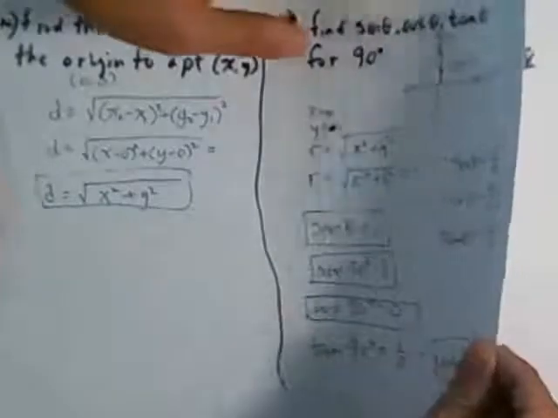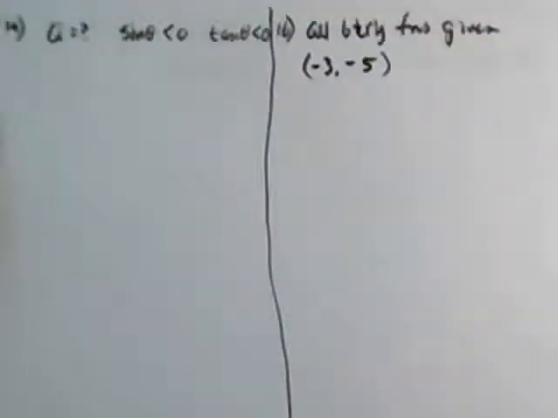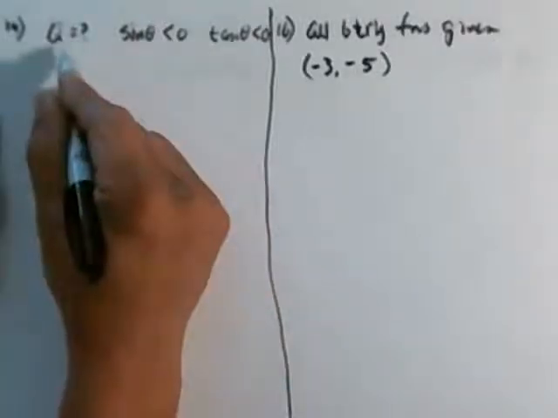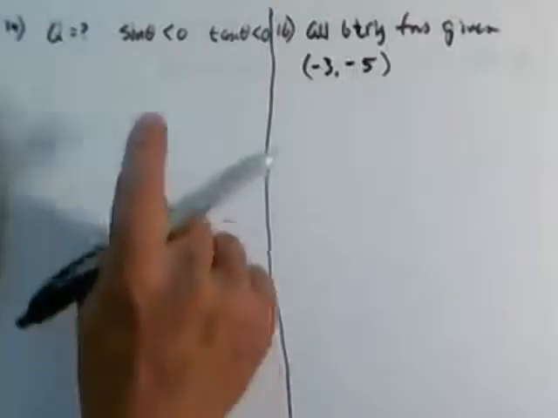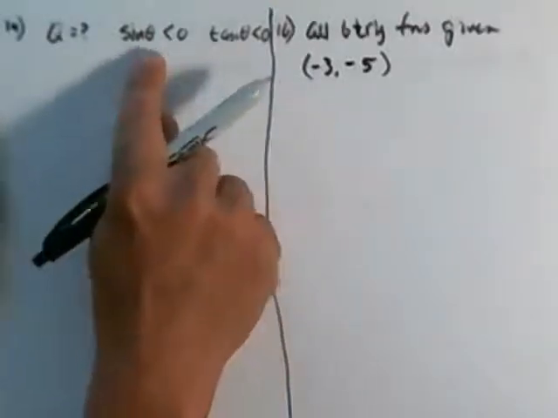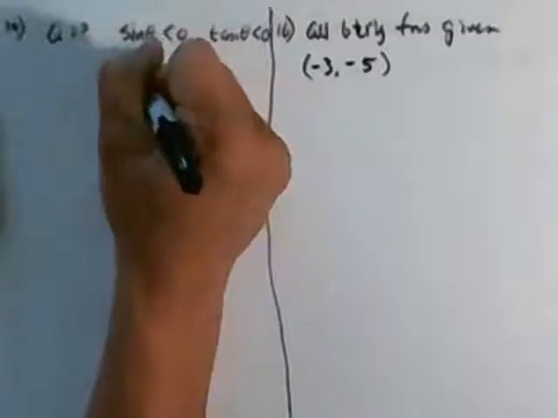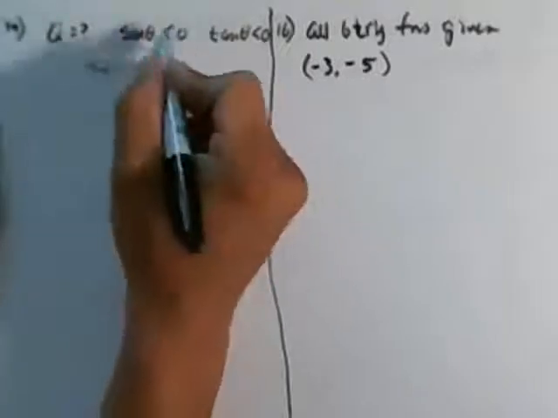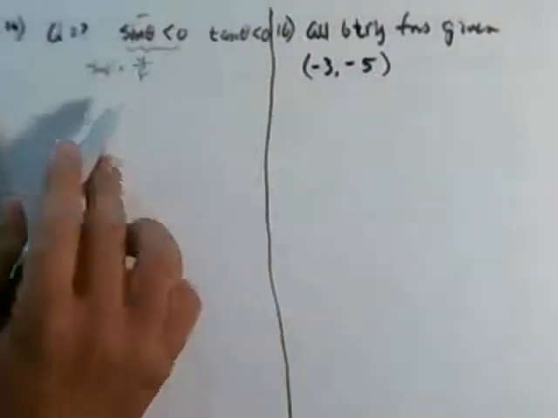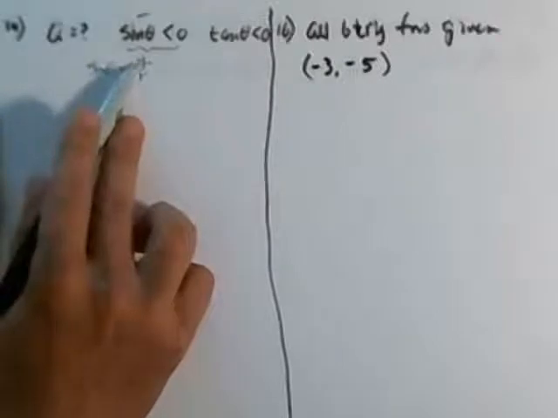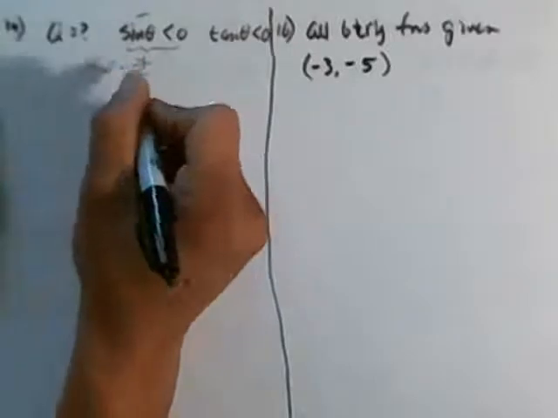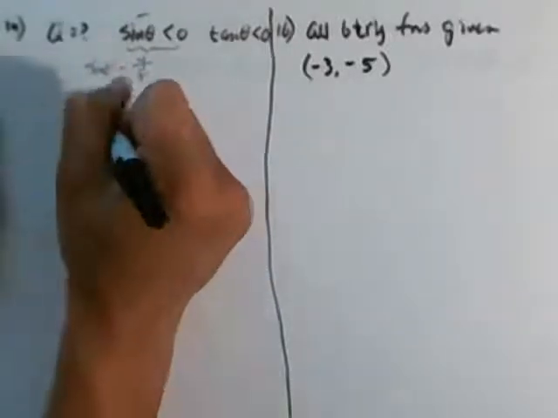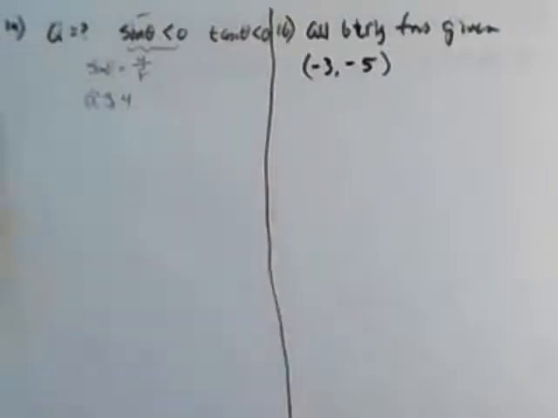That was number 12. Next problem, number 14. I want to find which quadrant theta will lie in if sine of theta is less than 0 and the tangent of theta is less than 0. Sine of theta less than 0 means y over r is less than 0, so it's going to be a negative number. We know that the radius is always positive. We're looking for the value of y that makes it negative. The sine is negative and the y value is negative in quadrants 3 and 4.